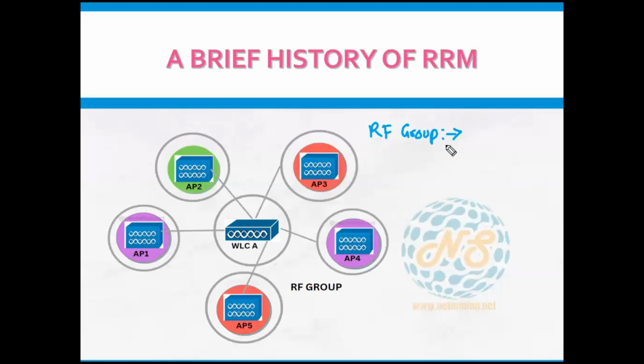For any group name, multiple RF group leaders can exist. The second thing is the RF leader. The leader will be selected automatically, or we can also do it manually by configuration. At least two leaders are required, one for 2.4 and one for 5 gigahertz. Then the third thing is the RF neighborhood.